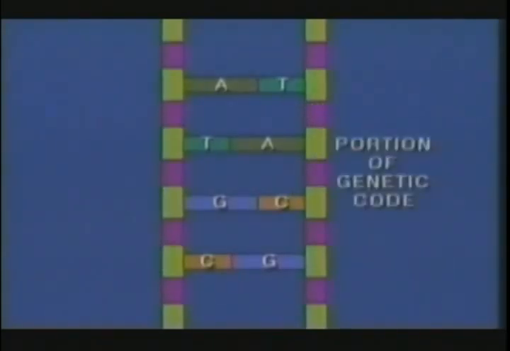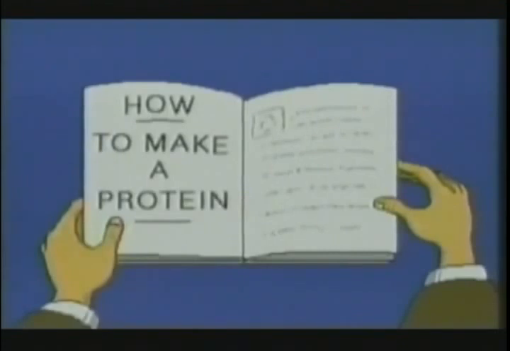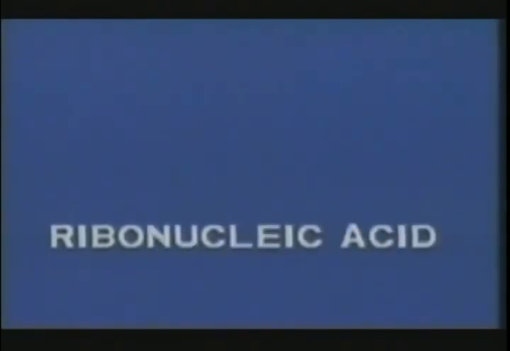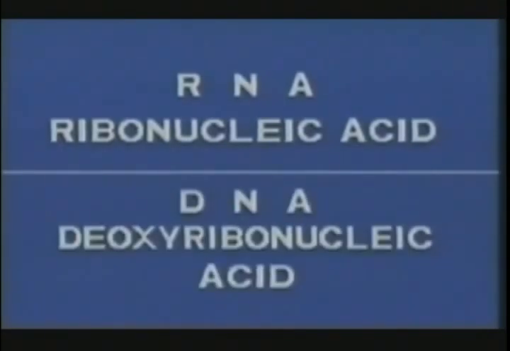But the DNA structure also contains the genetic coding for the construction of protein. How does this more complex decoding and manufacturing process take place? The first step is the synthesis of ribonucleic acid, or RNA. While both RNA and DNA are long-chain molecules made up of linear sequences of nucleotides, ribonucleic acid differs from deoxyribonucleic acid in a number of ways.